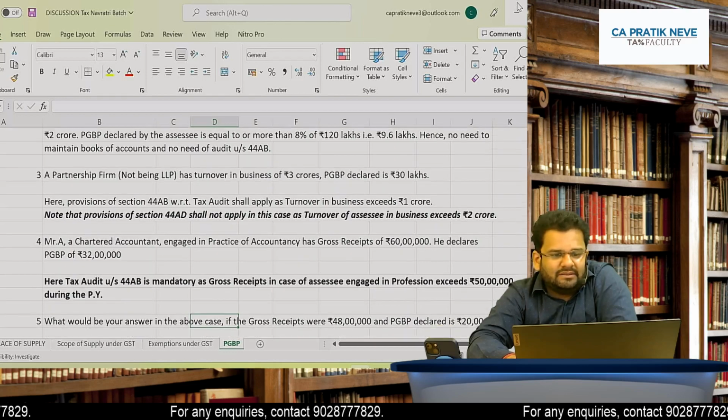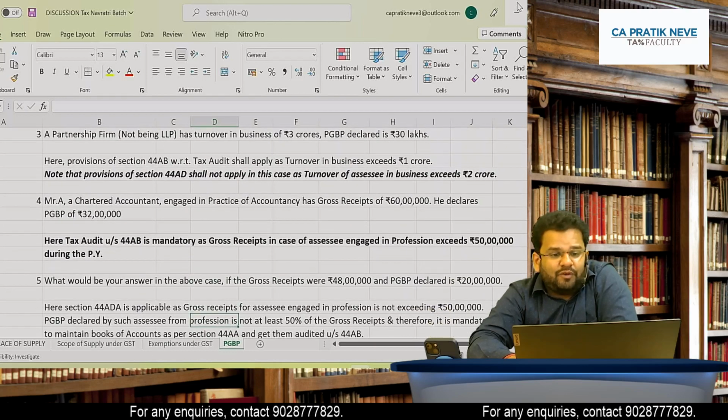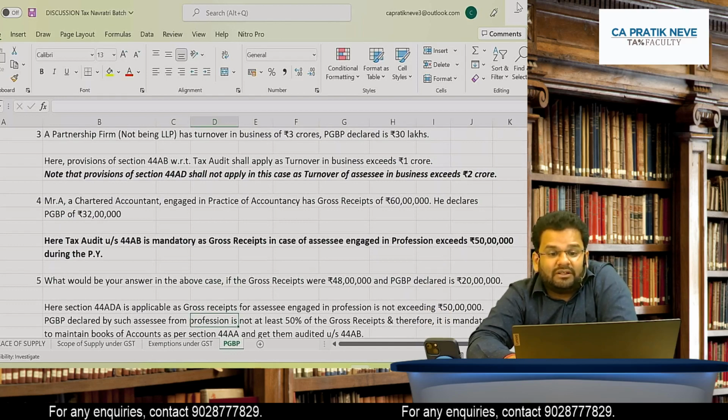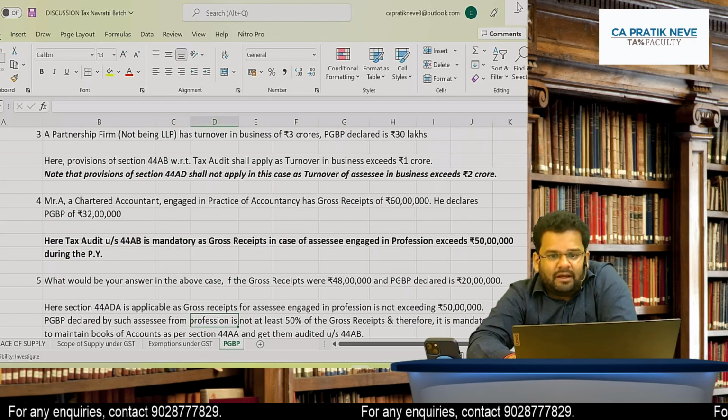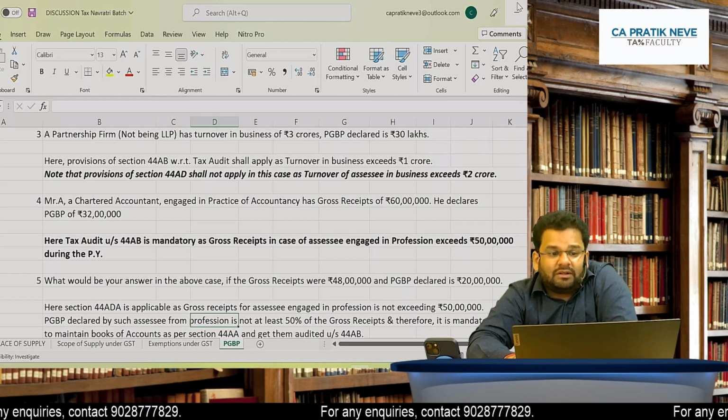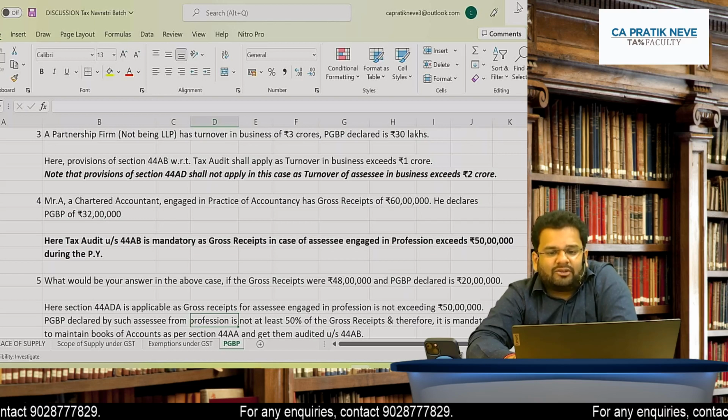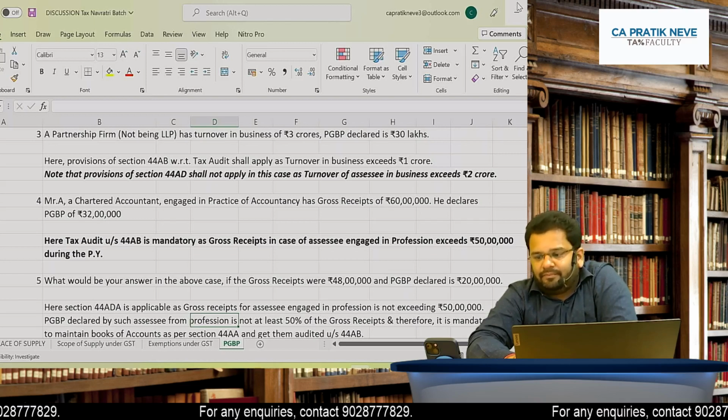Clear? Okay. A partnership firm not being LLP has turnover in business of 3 crores and they have declared PGBP of 30 lakhs. Now you know what happens. Tax audit will apply. Why will it apply?